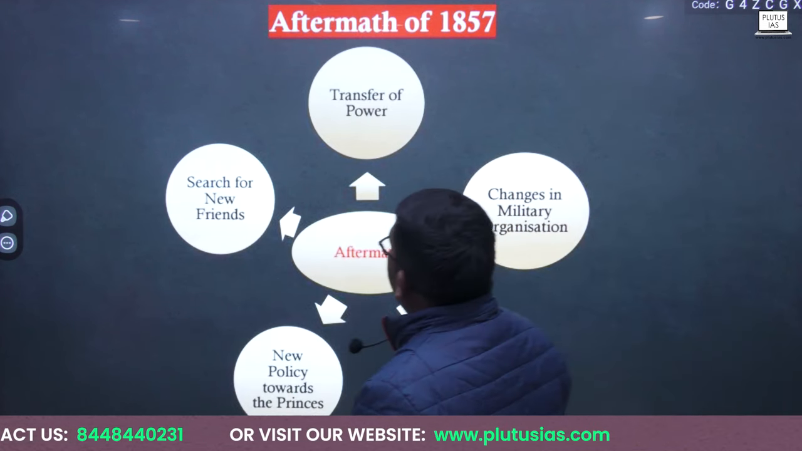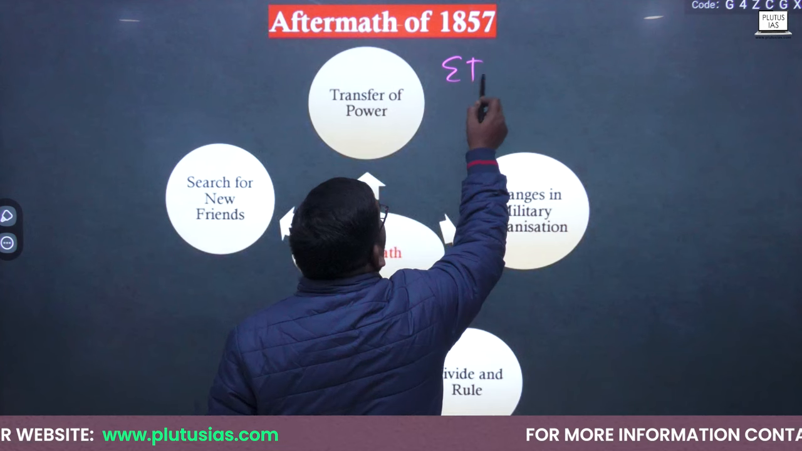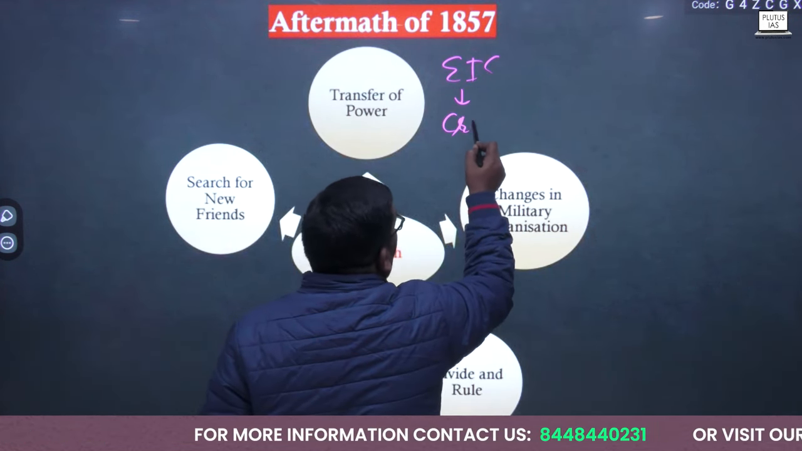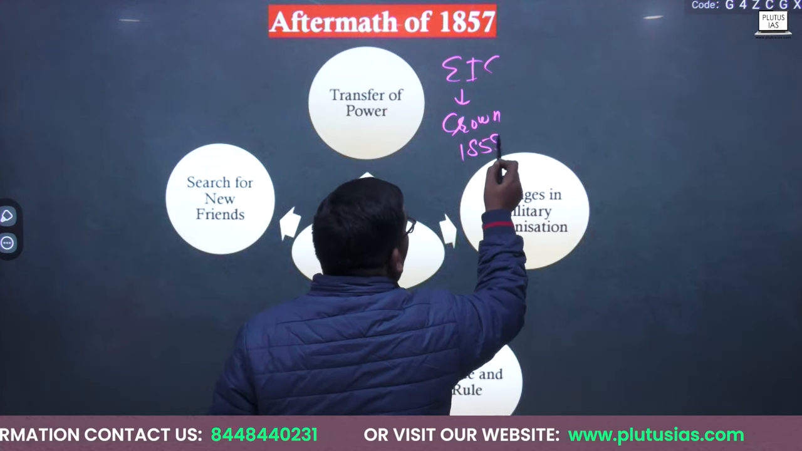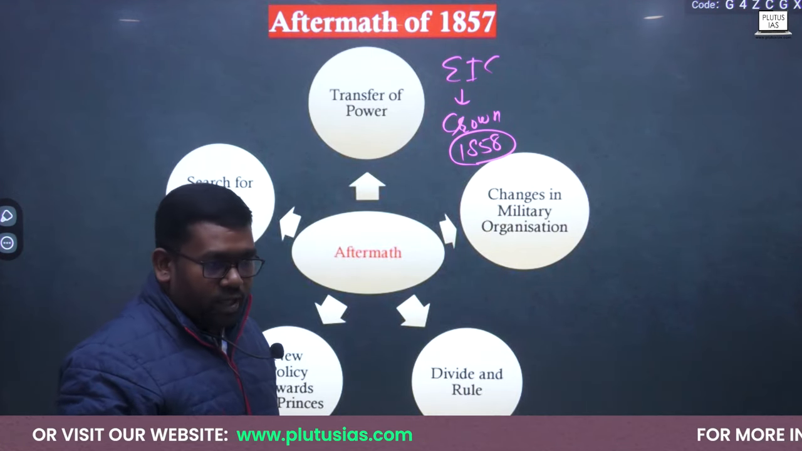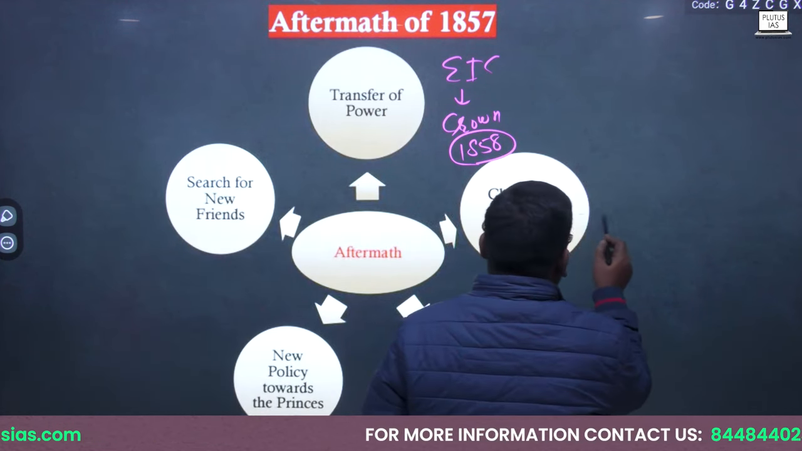Now see, what did they do first of all? First of all, the East India Company transferred its power to the British Crown. In 1858, the Queen Victoria proclamation happened. According to that, they got the Crown, which we discussed in the previous lectures. Okay. There were changes in the military organization.